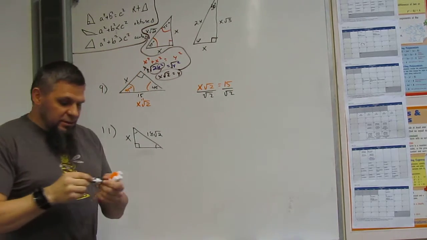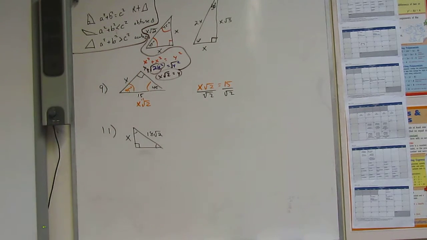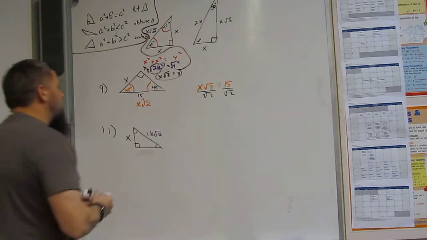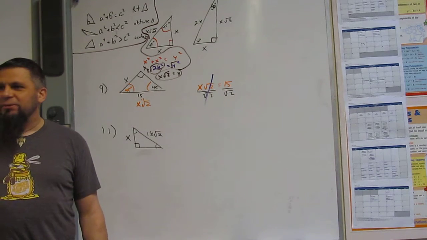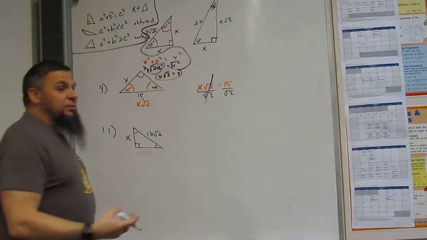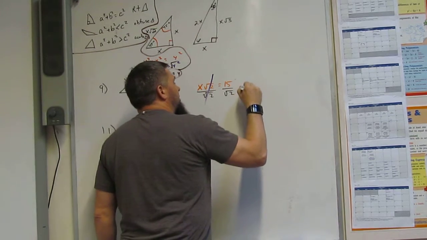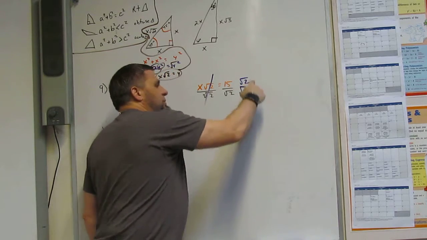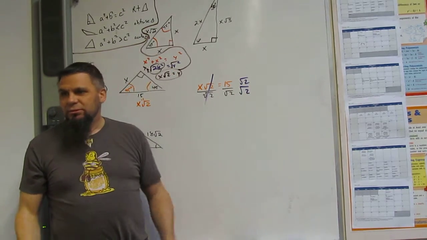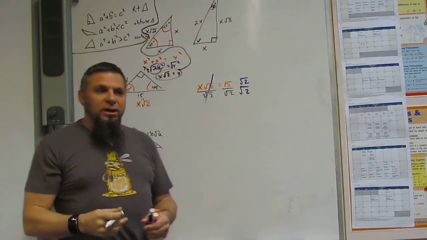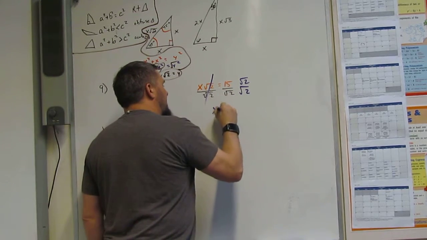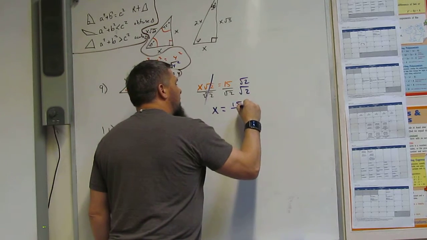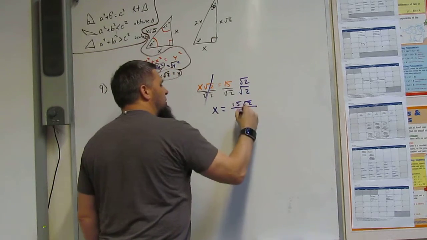Now here's the rub. You can't have the square root of 2 in the bottom. It seems like that would be so easy. We're done, right? x is 15 divided by square root 2. But we can't have the square root in the bottom. We've got to get rid of it. So we multiply by the square root of 2 over the square root of 2. Does everyone notice that that's just 1, a factor of 1? But it's a special factor of 1, and what it does is it gets rid of this. So now we get x is equal to 15 square root of 2 over 2.